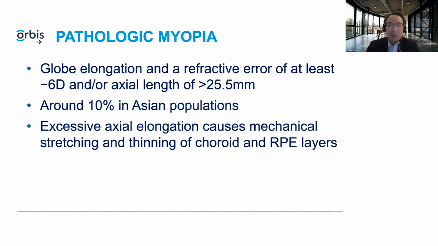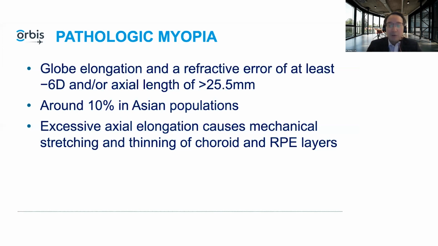Okay, now let's go to the second topic of today, which is on myopia, pathologic myopia in particular, because it's associated with various retinal and macular diseases. So how do we define pathologic myopia? Basically, you get a globe elongation and refractive error of at least -6 diopter and an axial length of greater than 25.5 millimeters. Some people use 26.